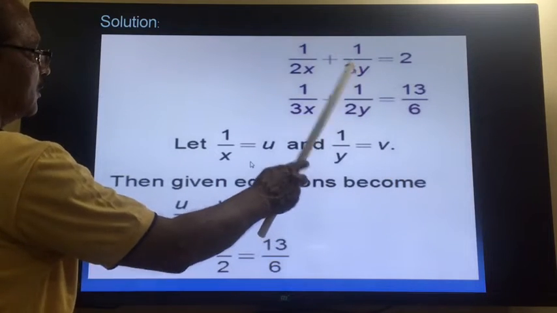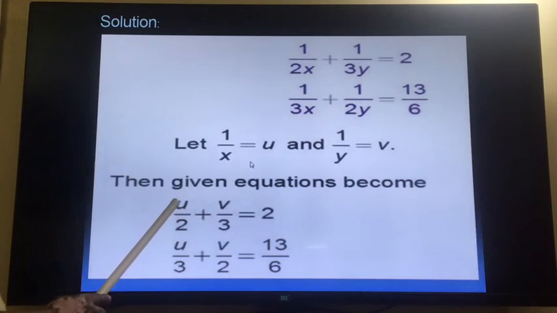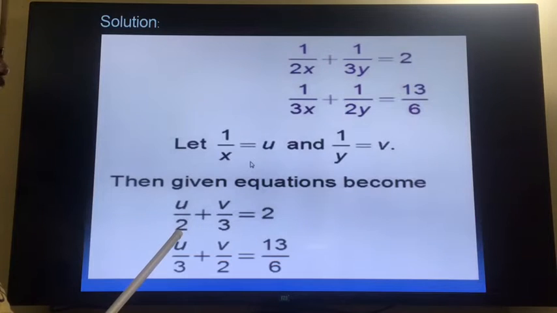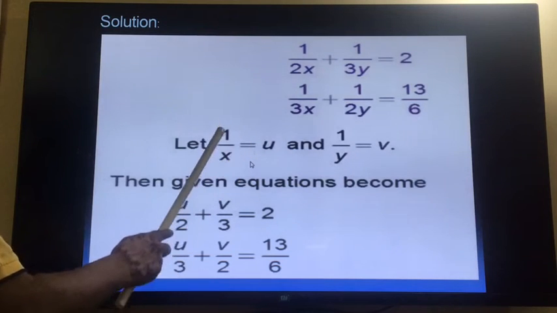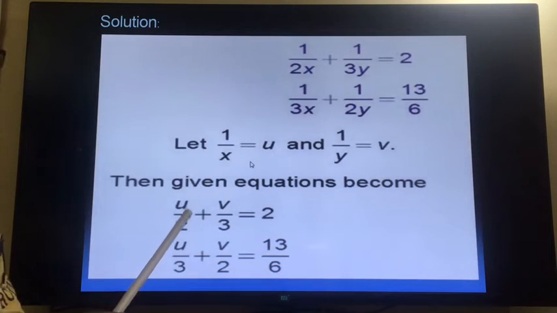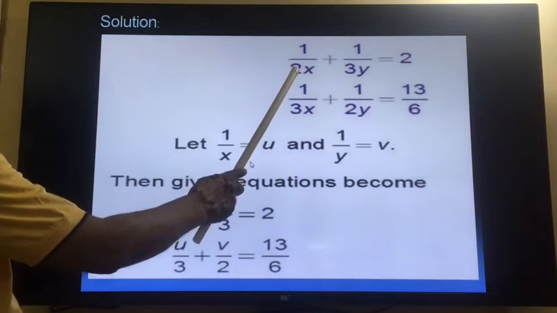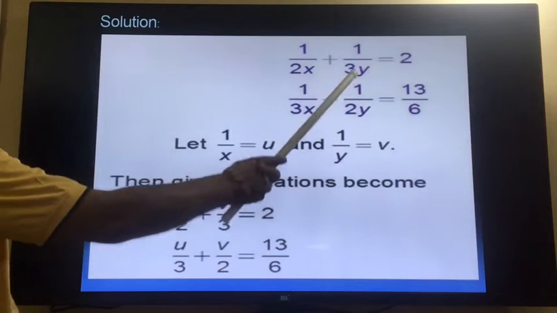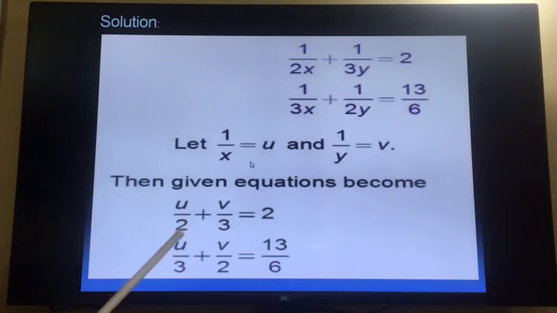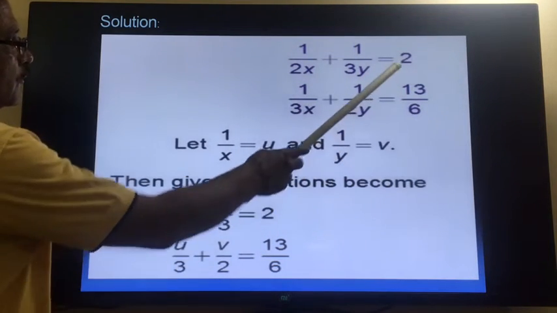So 1 upon 3 v. The first equation will be u upon 2, because we are supposing 1 upon x is equal to u, and 1 upon y is v, so v upon 3. So u upon 2 plus v upon 3 is equal to 2, the first equation.